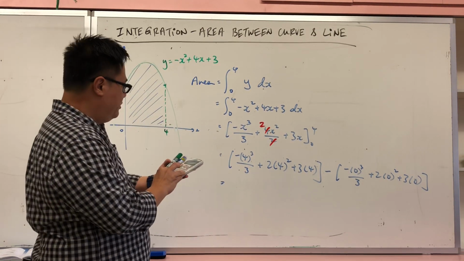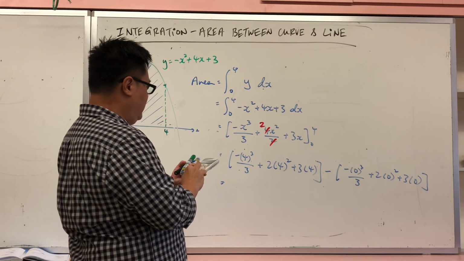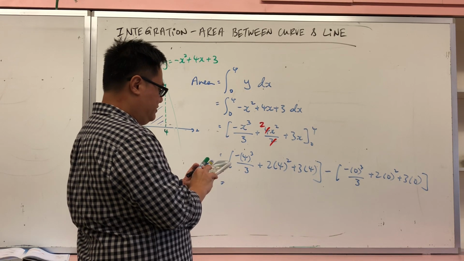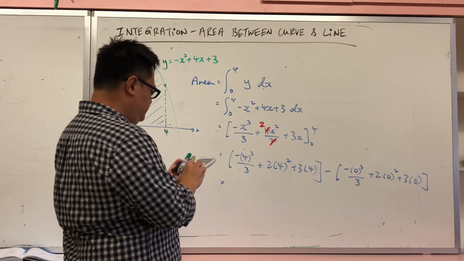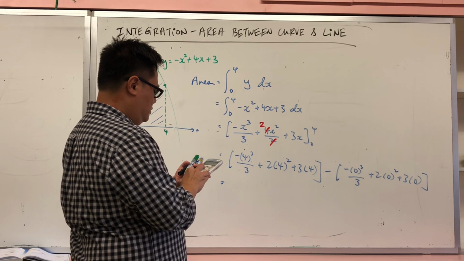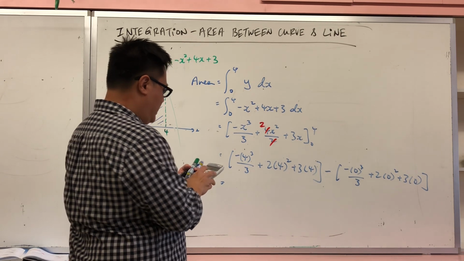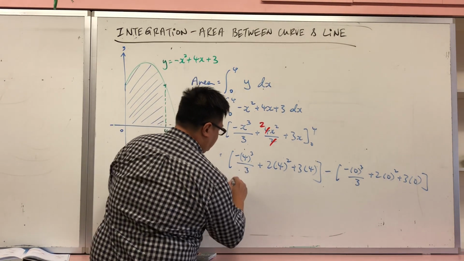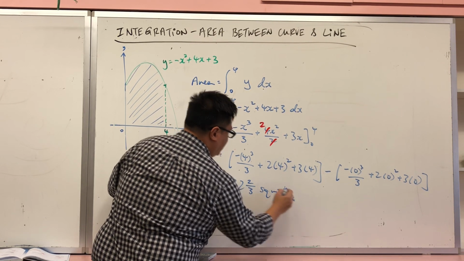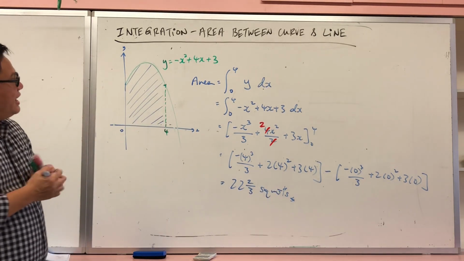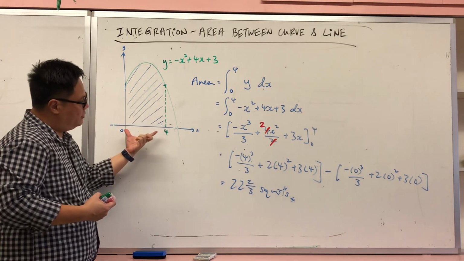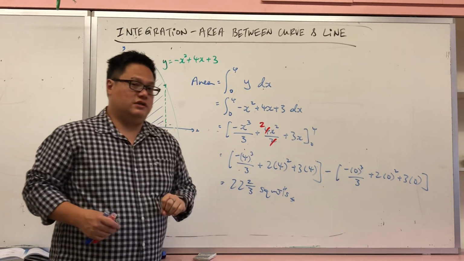Okay, punch your calculator. So 4 to the power 3 times -1 divided by 3 plus 2 times 4 squared plus 3 times 4, I will have 22 and 2/3 square units. So over here, that means the area underneath the curve, above the x-axis, bounded between 0 to 4 is 22 and 2/3 square units.